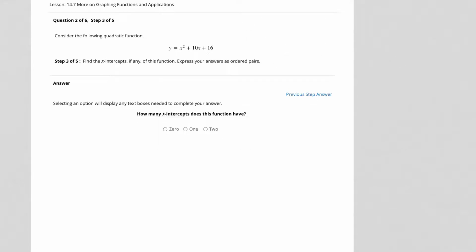Step 3, find the x-intercepts, if any, of this function. Express your answer as ordered pairs. We'll go ahead and write the vertex form. y equals x plus 5 squared minus 9. And then we can determine which equation it's easier to solve for our x-intercepts. So remember, when we cross the x-axis, y is equal to 0. And we can do this on either case, it doesn't matter. We'll just go ahead and use our vertex form since that's what we started with.